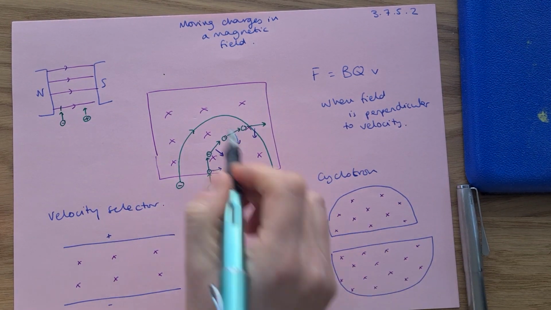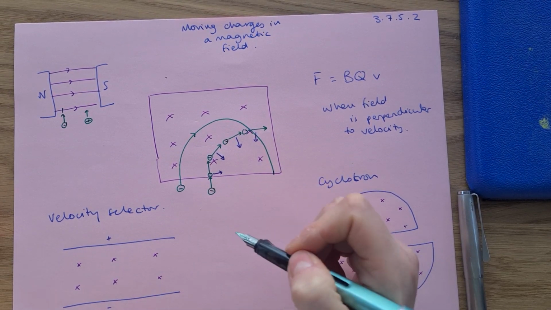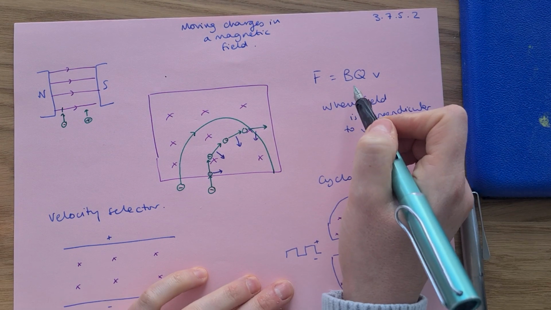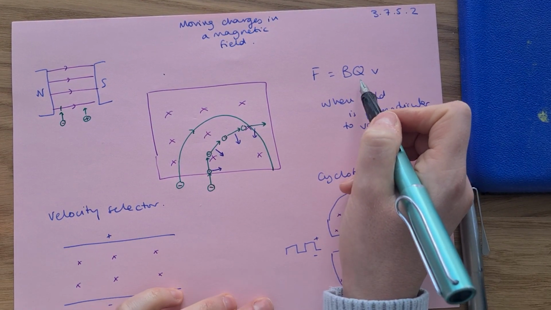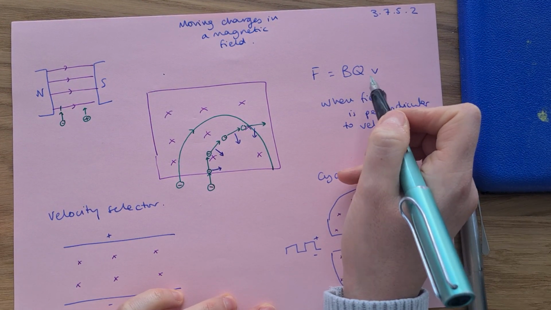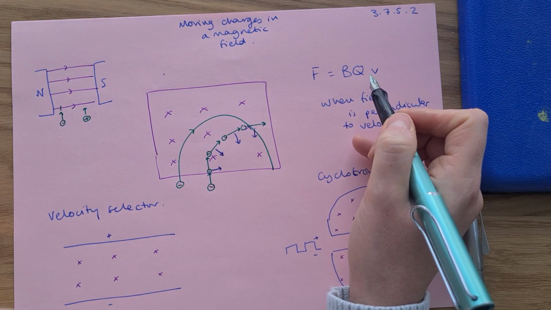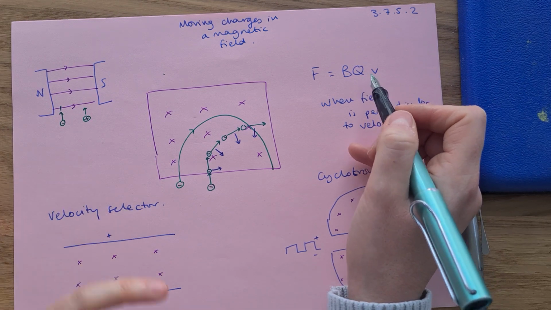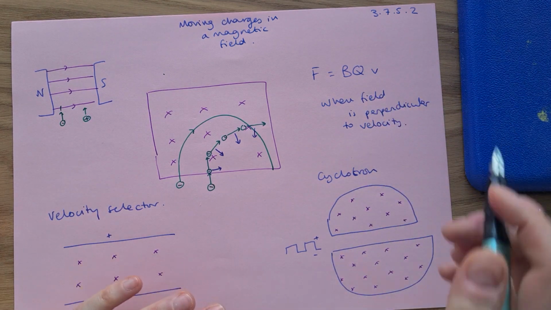Now, this is called circular motion. Now, the equation for this, F, force, is equal to B, which is the same magnetic field strength, times the charge of the particle times the velocity. So it's a slightly different equation. It is the same as F is BIL. We just do a bit of twiddling of it.